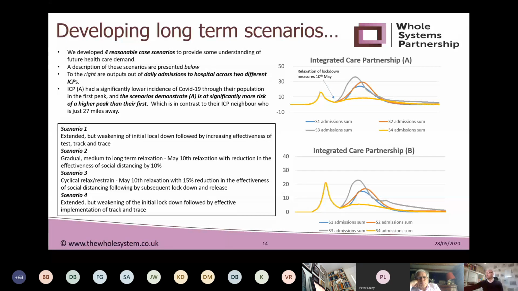So ICP B had an initially higher peak and had more infection within the population. What that has now meant is that their second peak is unlikely to be higher than their first. Go to ICP A, which is just a hospital 27 miles away. They have a much larger susceptible population, we think, still, and they are at more risk of having a higher peak than their first, and significantly so. And I think this just highlights some of the comments that Kim was making around the need for local modelling, to provide insights such as this.